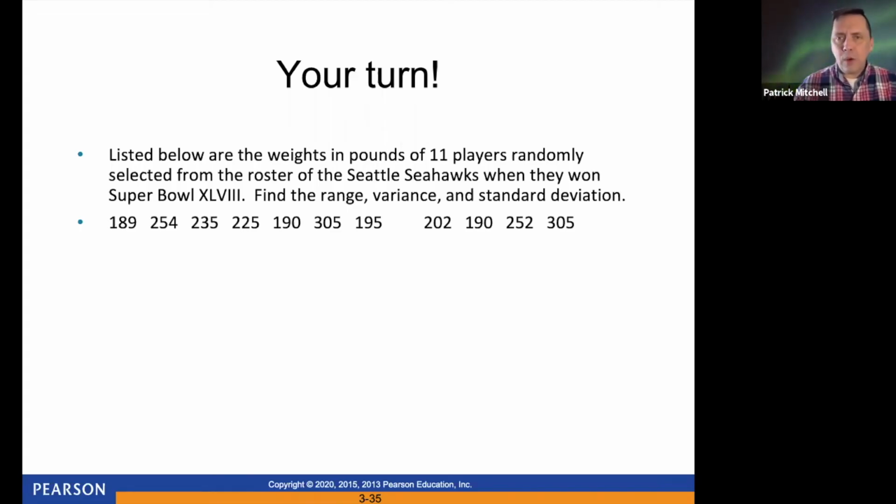Hopefully you took some good notes on the last example. And so when you're ready, just unpause the video and we will compare notes. All right, so hopefully you've had a chance to try that. Number 1, really easy. The range is 305 minus 189, which is 116 pounds. Notice I wrote 116.0 because, again, I'm used to one more decimal place than you see in the original data.